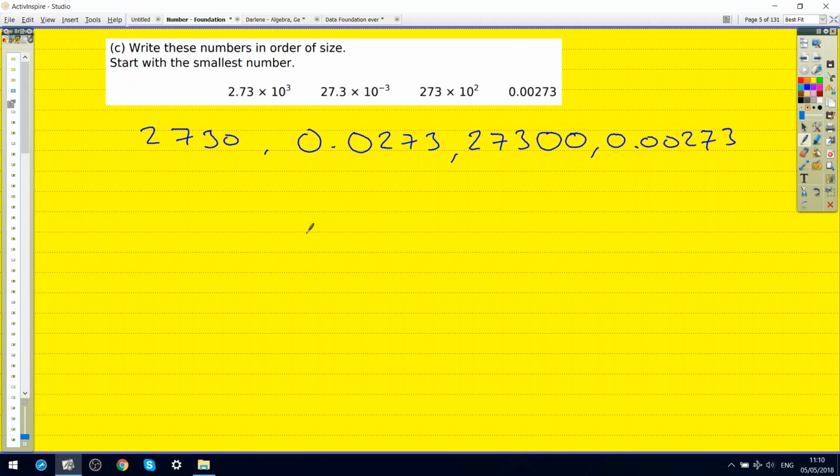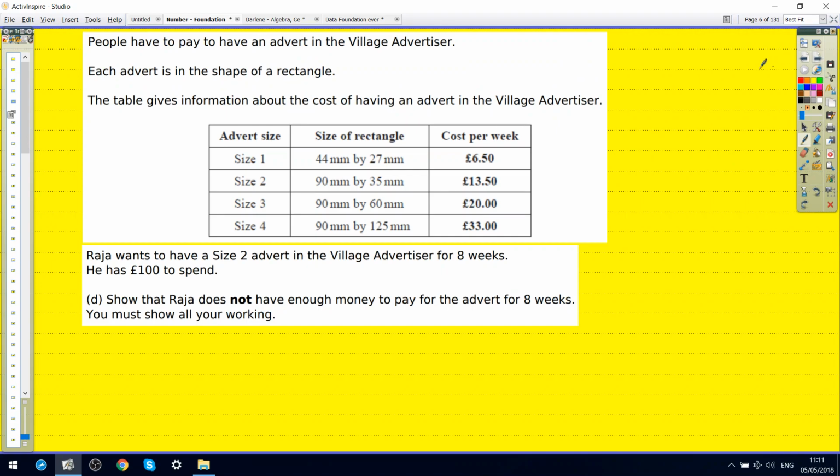Okay, smallest to biggest. Yeah. That's it. And what will be the last thing you do? That's it. Okay, and I'm sure you can do that. Okay, how about this one?